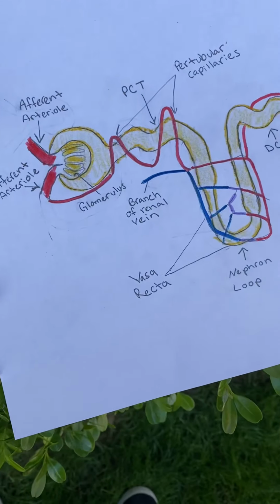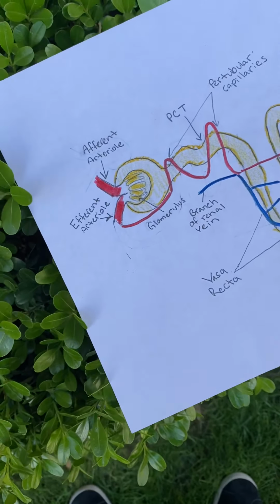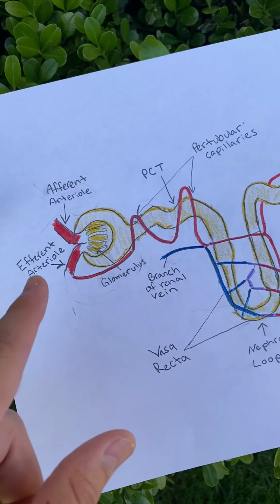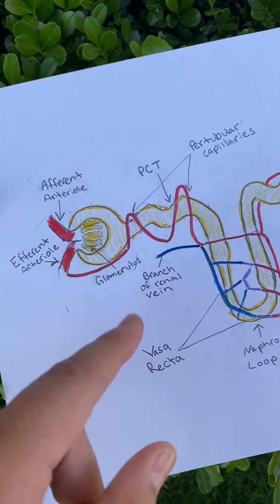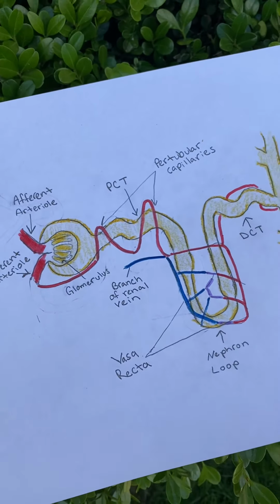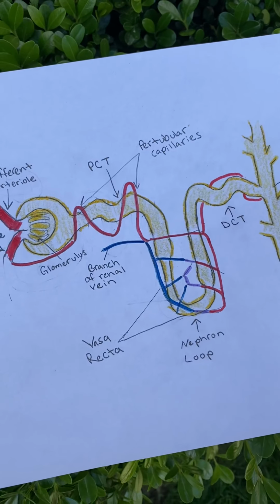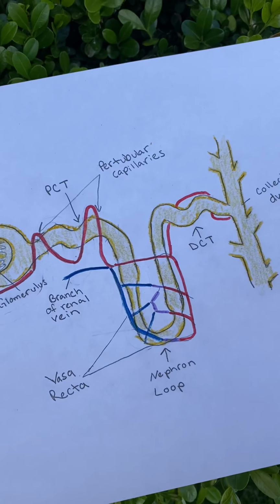To begin with, blood enters the glomerulus through the afferent arteriole, and then it exits through the efferent arteriole, and this is where blood gets filtered. Once it gets filtered, that filtrate goes to the PCT, also called the proximal convoluted tubule, and this is where most of the filtrate is reabsorbed.